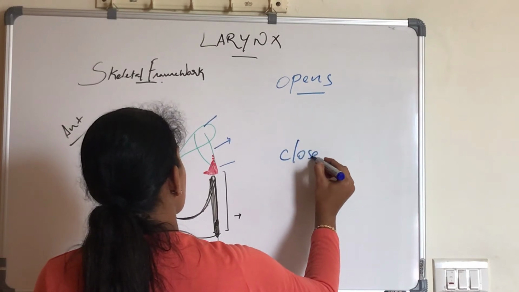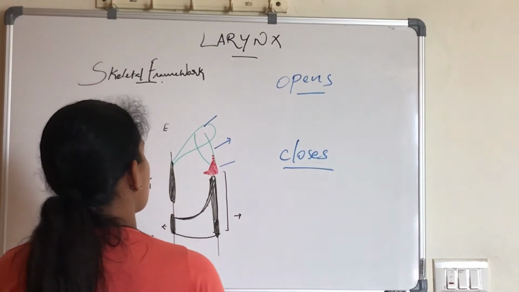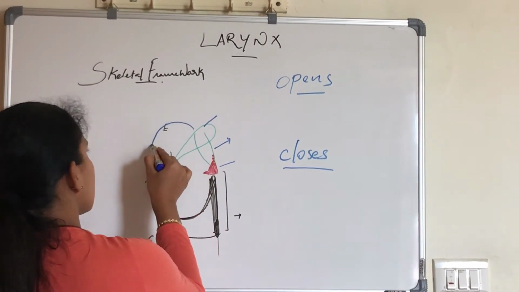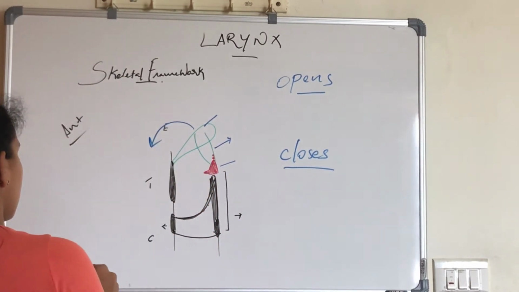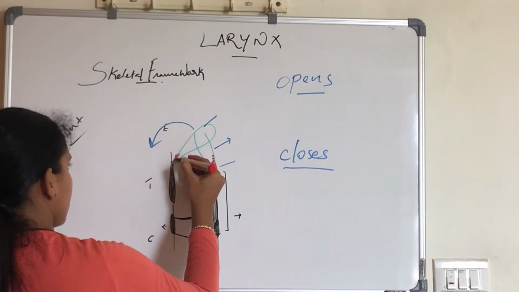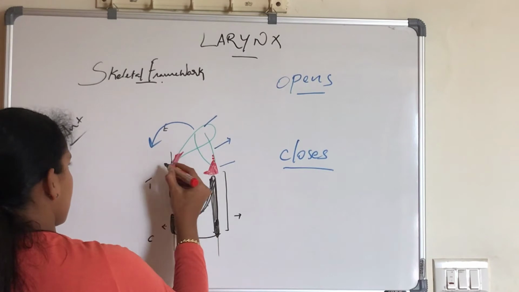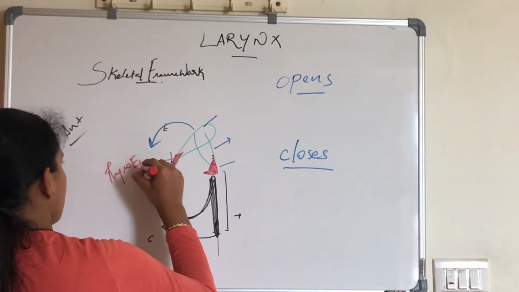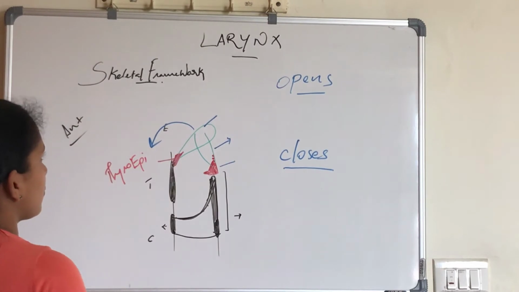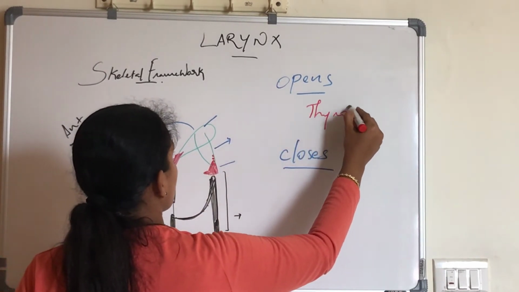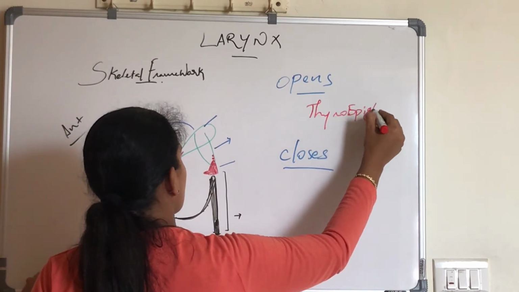Now, which structure opens your laryngeal inlet? Yes, to open that inlet, something has to pull away. So the structure which is attached between thyroid and epiglottis is thyroepiglotticus. This thyroepiglotticus is the opening muscle of laryngeal inlet.